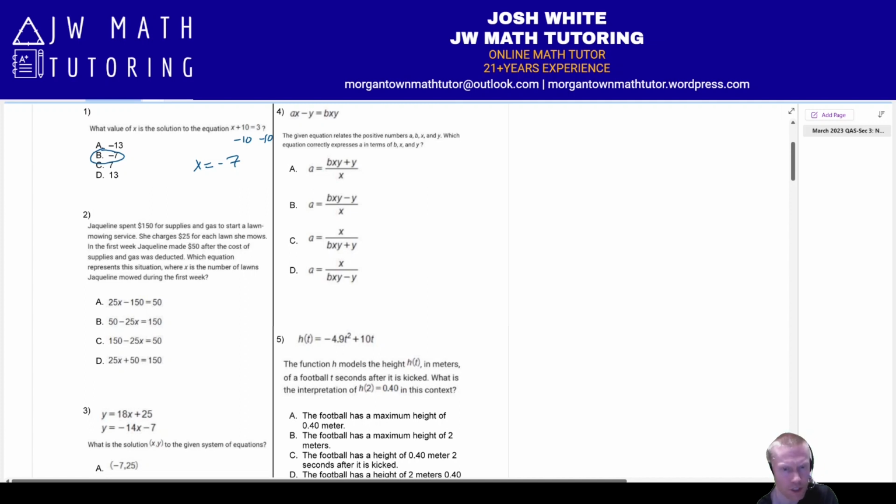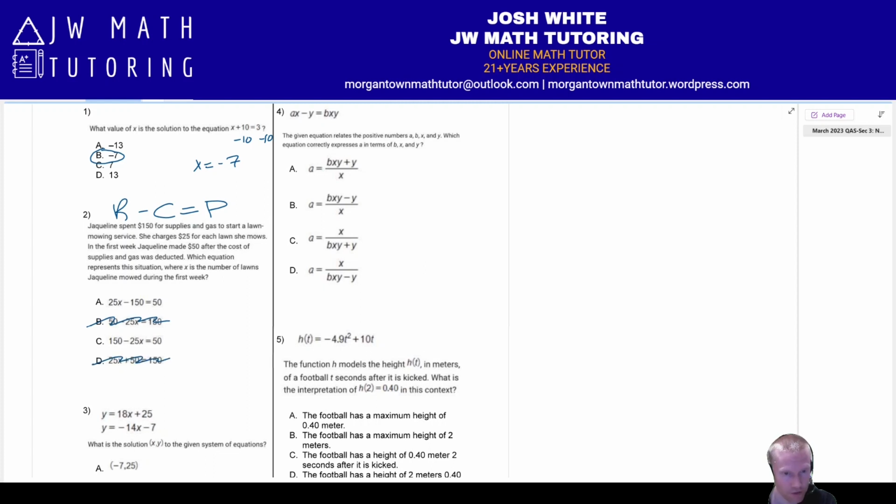So here we have a situation. Notice that basically the equation they're setting up is the profit equation. It's basically revenue minus cost is equal to your profit. So the $50 that it tells you she made, that's her profit. So you want an answer that's going to be equal to 50 in some way. So we can get rid of B and we can get rid of D.